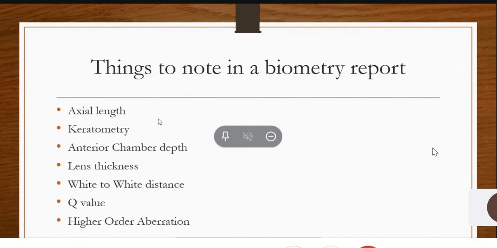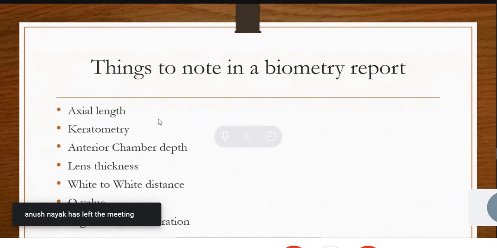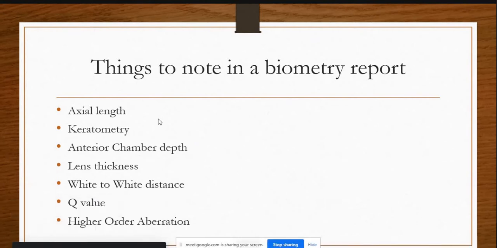The next thing is the keratometry, because as you all know, a biometric report is going to give you the IOL calculations also. So for IOL calculation, keratometry and axial length are both very important. In normal manual keratometry, you can have a range of 36 to 52. In case of automated keratometry or a Pentacam or a topography, the range will be a little more.